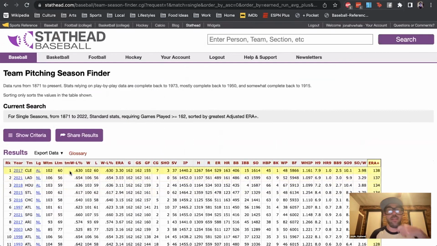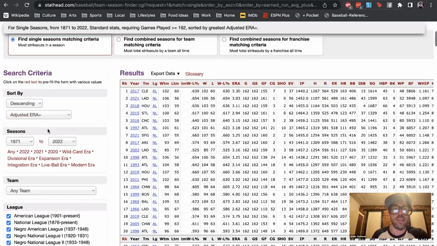So 138 is the best ERA plus. It happened recently. The 2017 Cleveland Indians posted the best ERA plus in a 162 game season. Last year's Dodgers were right there with 137. So maybe it's not that surprising. Maybe we shouldn't expect that much regression. Maybe they will make a run at this record from Cleveland. So that is the team season finder.